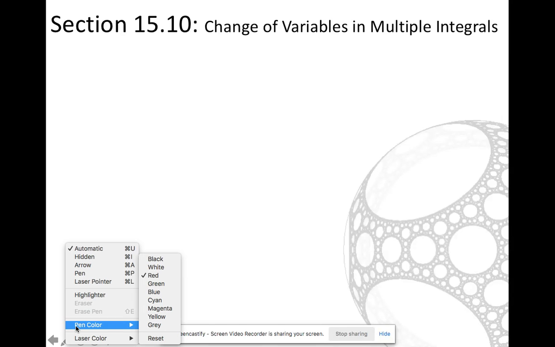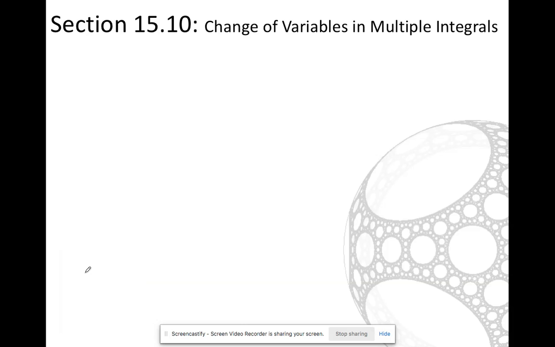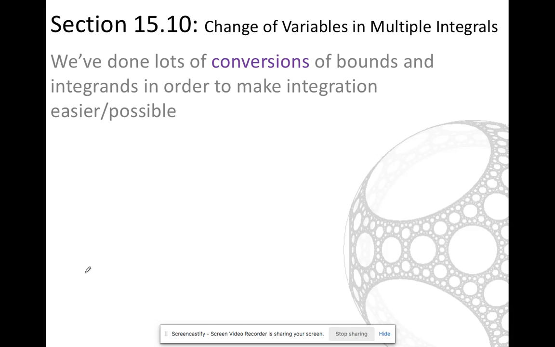Hey kids, let's do our last unit or section of chapter 15, where we're going to start this by linking some of the conversions that we've done in the last couple of sections with how to do a conversion in a more general sense.